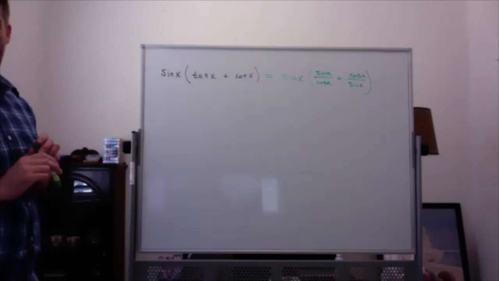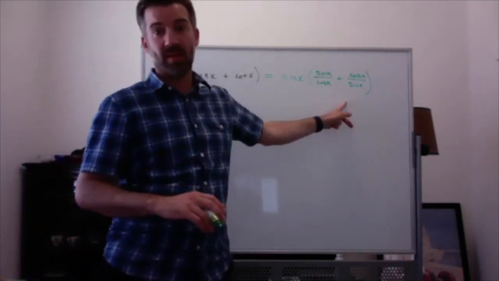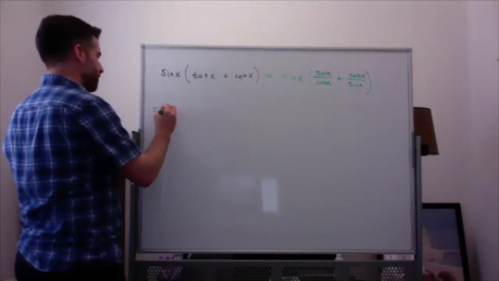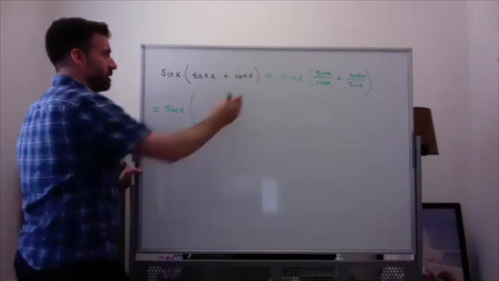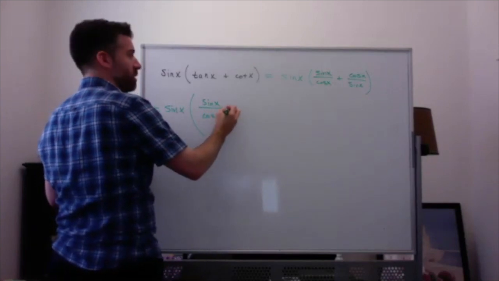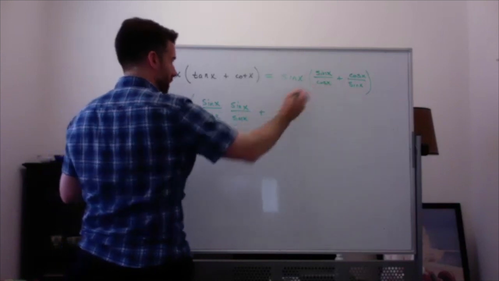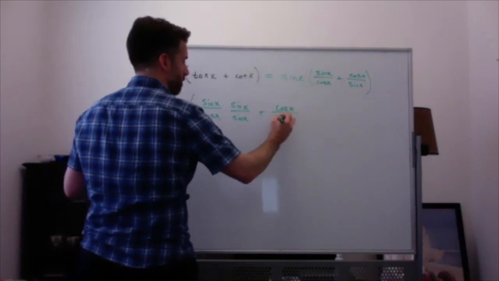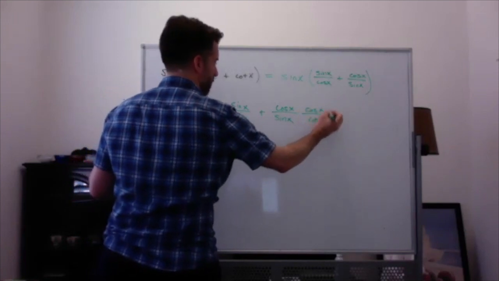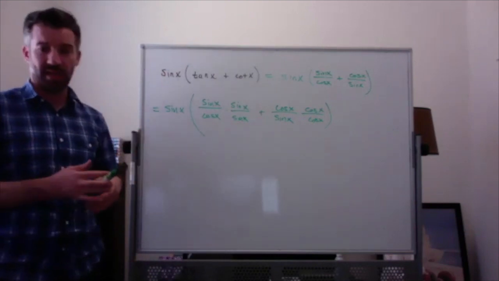And like the previous problem we did, I'm going to add these fractions together by getting a common denominator. So I'm going to write this as sine of x times sine over cosine, and multiply by sine x over sine x. And cosine over sine, I'm going to multiply by cosine x over cosine x. So that now each of these two terms will have the denominator cosine x times sine of x.